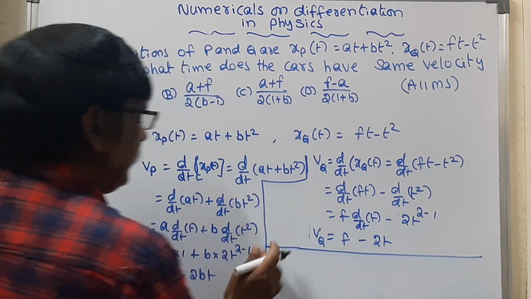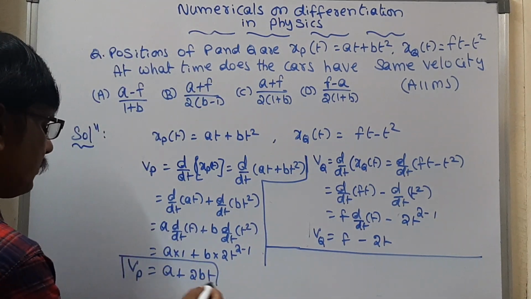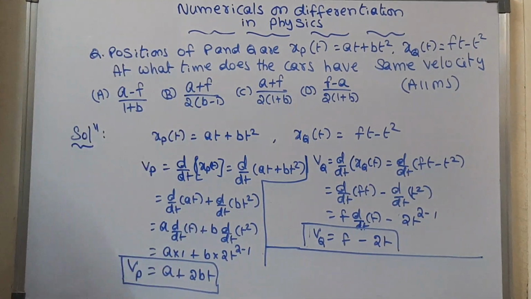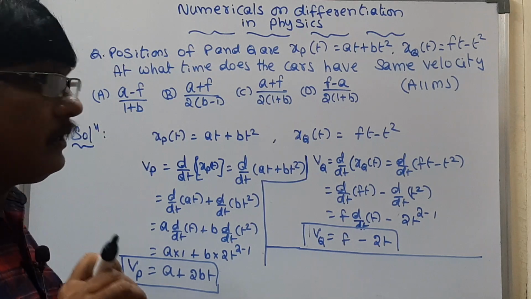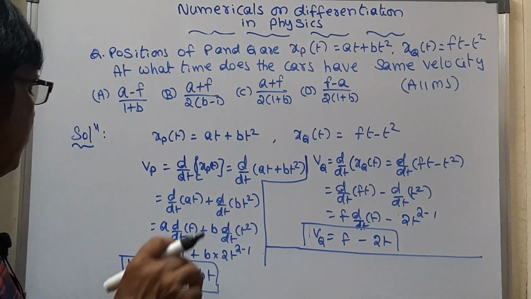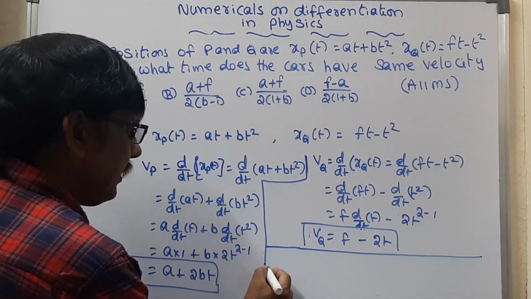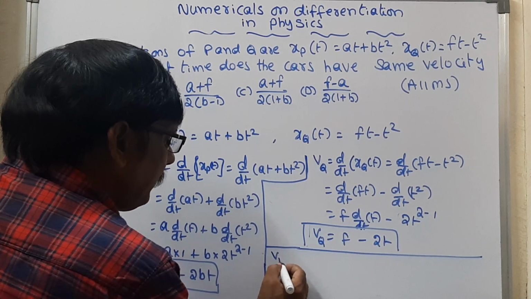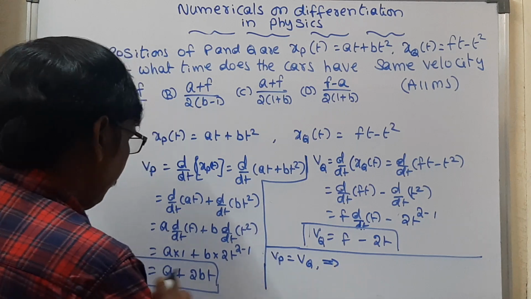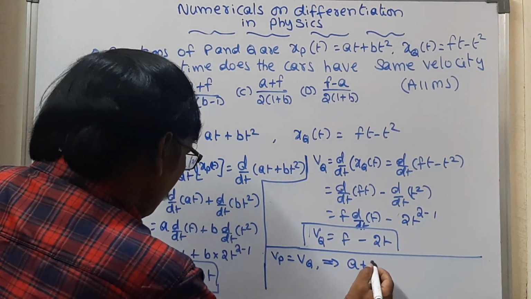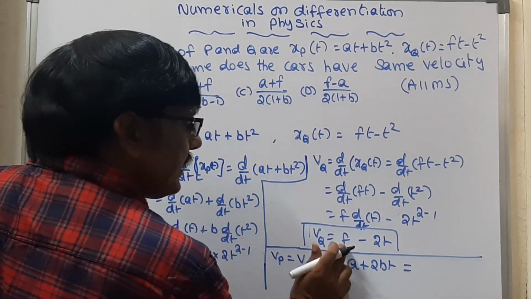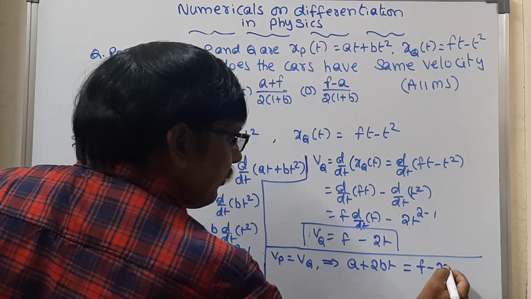Now let us go on. What is the condition? We got the velocity of the p car and the velocity of the q car. What is the condition given? Both are having the same velocity. So now let us equate both velocities: Vp is equal to Vq. Vp is a plus 2bt, and this is equal to f minus 2t.